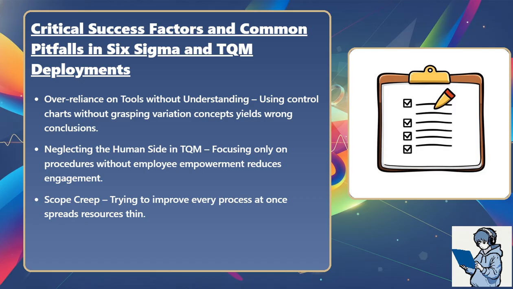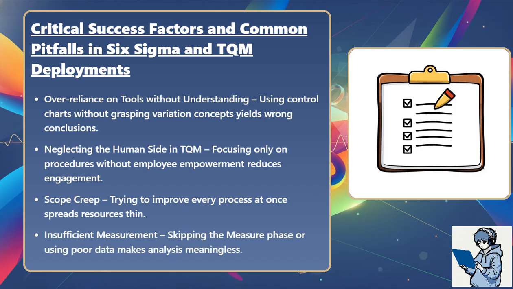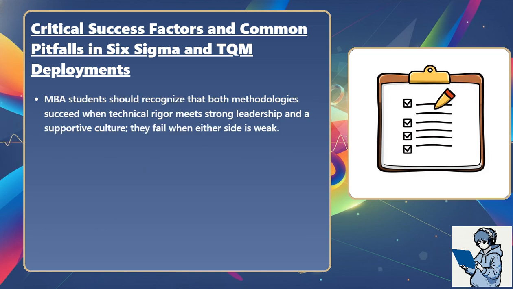Scope creep, trying to improve every process at once, spreads resources thin. Insufficient measurement, skipping the measure phase or using poor data, makes analysis meaningless. MBA students should recognize that both methodologies succeed when technical rigor meets strong leadership and a supportive culture. They fail when either side is weak.